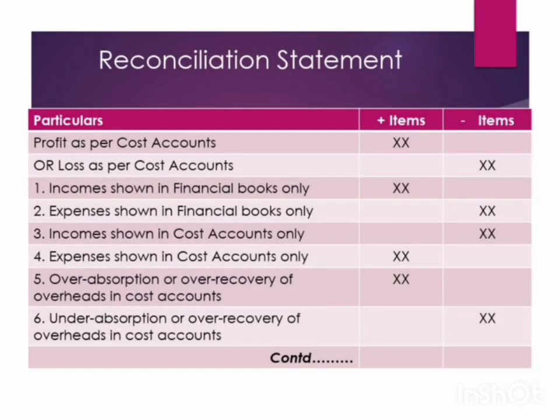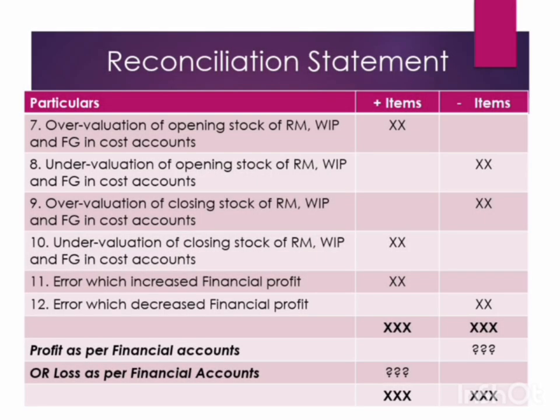Followed by this, the following particulars should be deducted from the reconciliation statement. If loss as per cost account is the base, then expenses shown in financial books only, income shown in cost accounts only, under absorption or under recovery of overheads, then under valuation of opening stock of raw materials and work in progress, and then over valuation of closing stock of raw materials and work in progress. Finally, errors which decreased financial profit. These should be deducted from the reconciliation statement. And then finally, we conclude the sum by deducting and adding the following items. Then finally, the answer will be profit as per financial accounts or the loss as per financial accounts.